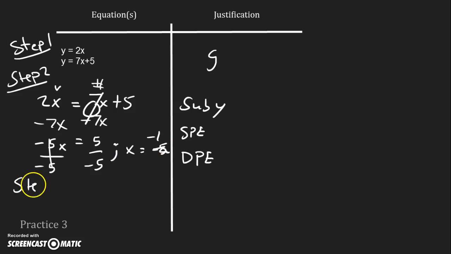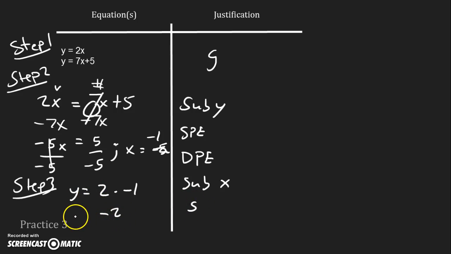Now step 3, we're going to go ahead and substitute. So substitute x, and it makes sense to substitute it in the top one because it's got less numbers to simplify. So we've got 2 times x is now negative 1, and now we can go ahead and simplify. 2 times negative 1 is a negative 2, y equals a negative 2. We've got our answer because x is negative 1, y is negative 2. That's our answer.